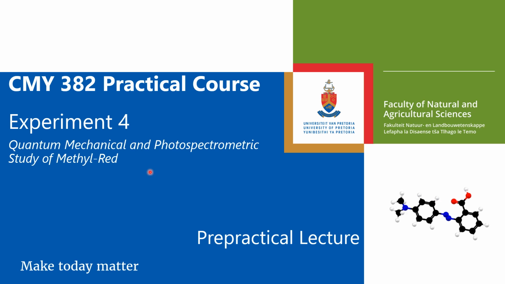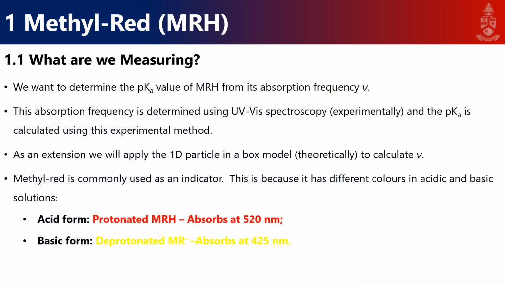In this experiment, we will look at the symbiosis between an experimental photometric study and a quantum mechanical model. And our model of study will be methyl red, which you should know as an indicator from your first year. So essentially what we want to measure is the pKa value of methyl red, for which we will use the acronym MRH, and for its deprotonated version we'll use MR minus. Of course, when the H is lost, it becomes an anion with a negative charge.